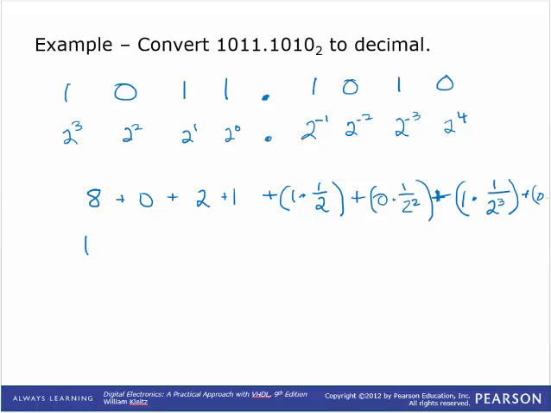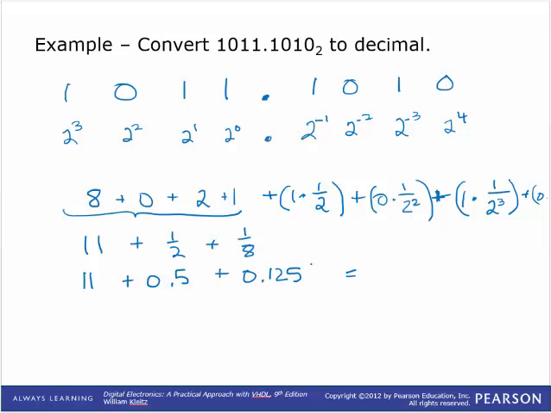So this is 8, 9, 10, 11. This part comes out to be 11. And I'm going to add this part. This part right here is plus 1/2 plus 0 plus 1/8. That's 1/8 right here, right? So it's 11 plus 0.5, that's 1/2, right? Plus 0.125, because that's 1/8. And so I get my final answer, doing it in my head, 11.625 in the base 10 numbering system.